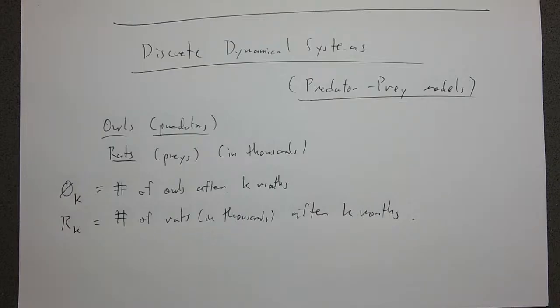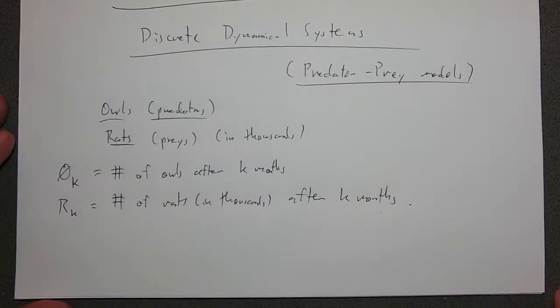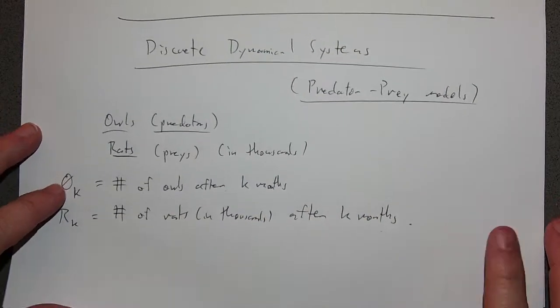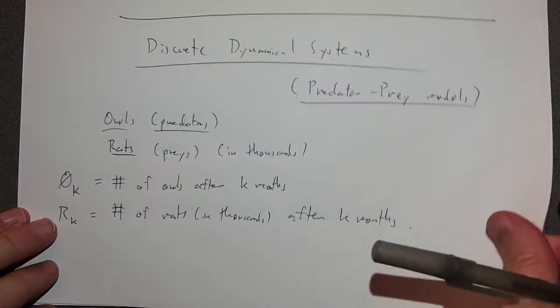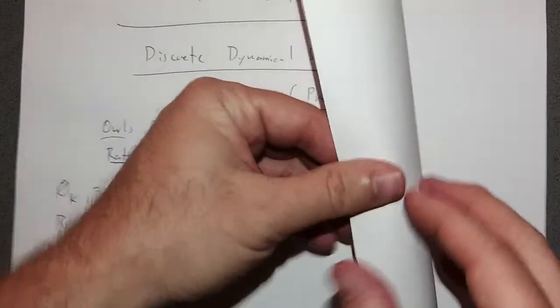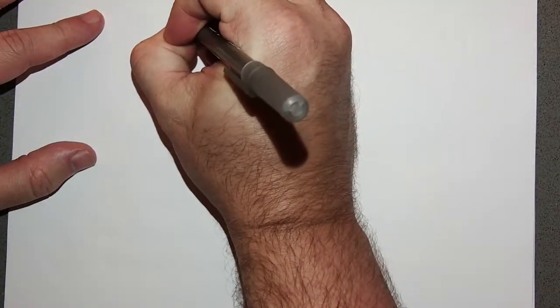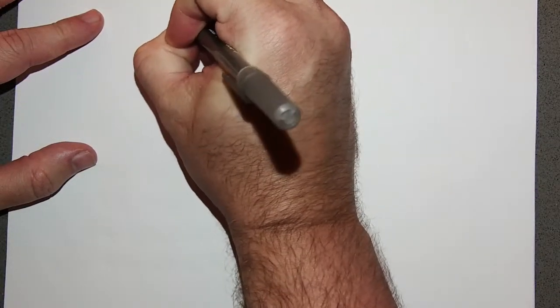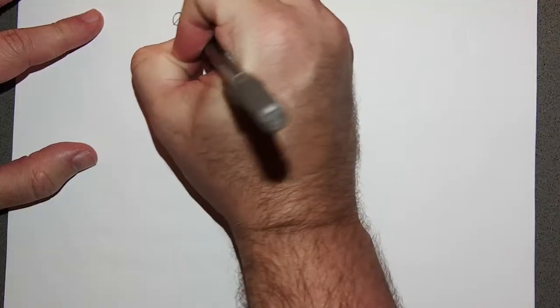So let's give maybe a system that will be somewhat realistic. I'm going to put it on the next page because I'm going to say a bunch more things, so I want it on a new, fresh page. So I'm going to write down a system here that tracks this. The system is going to describe the population of owls after k plus 1 months in terms of the population of owls and rats after k months.